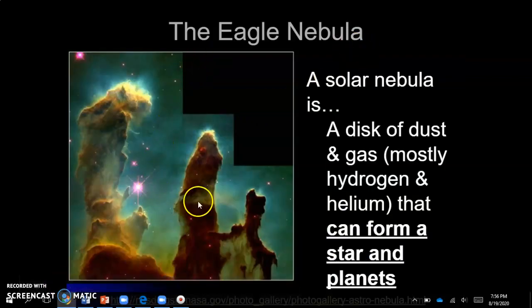This is an image of the Eagle Nebula. It looks pretty cool. I think they call it the Eagle Nebula, I guess they assume it looks like an eagle. I don't know if I see an eagle. Do you guys see an eagle?